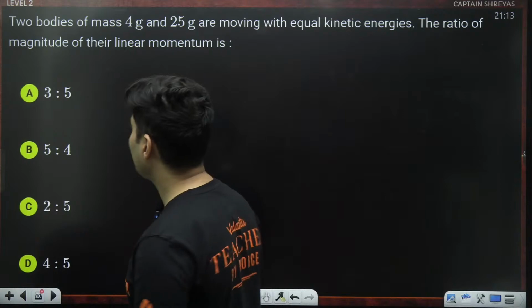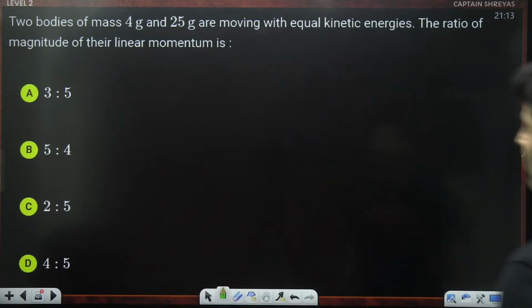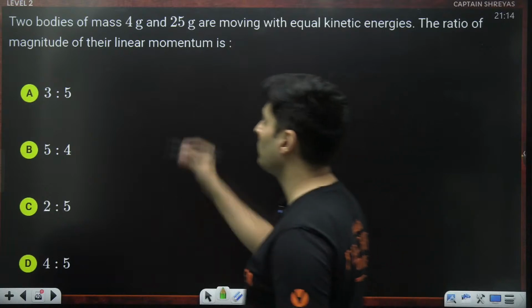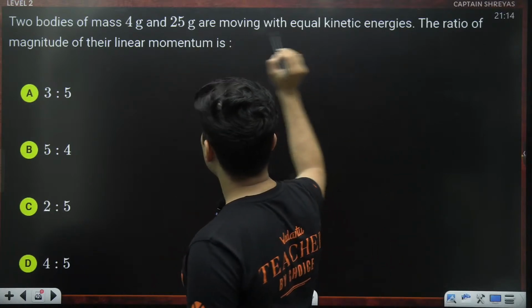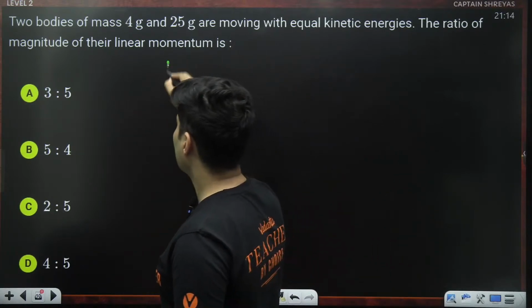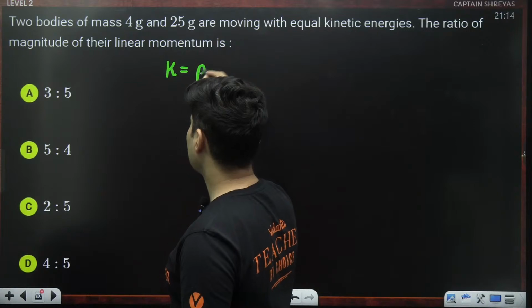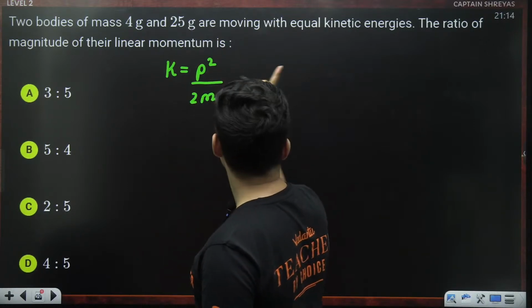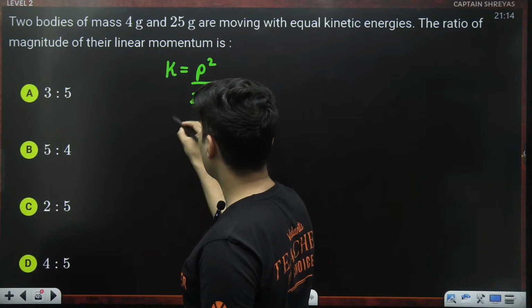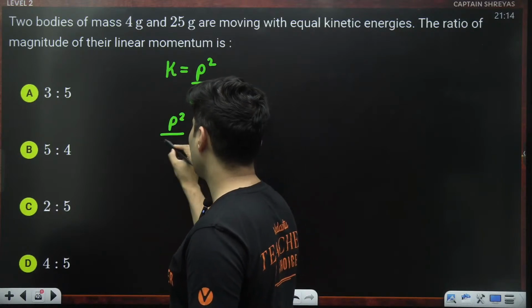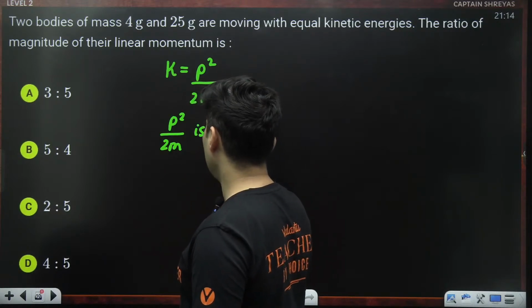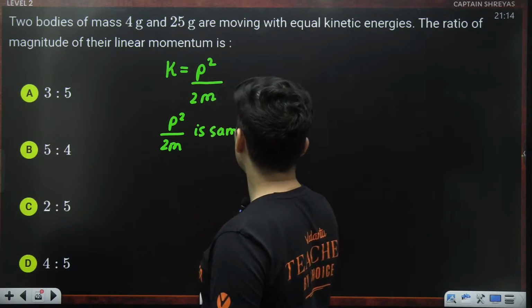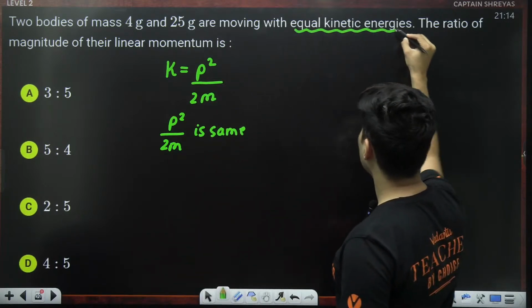That's very rare. Two bodies of mass 4 grams and 25 grams are moving with equal kinetic energies. Find the ratio of the momentum. Is mass, energy and momentum related? Yes. Remember, kinetic energy is the square of the momentum divided by 2 times the mass. Since kinetic energies are equal, P square by 2m is going to be the same. Why? Because it is clearly mentioned equal kinetic energies.